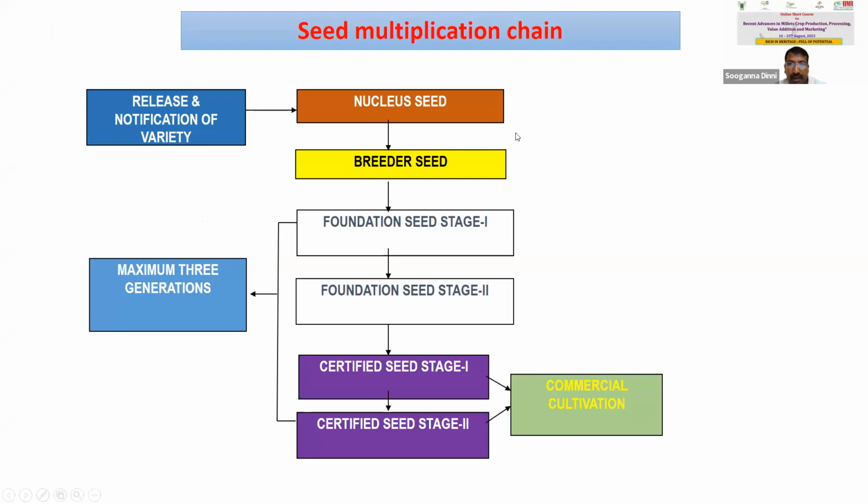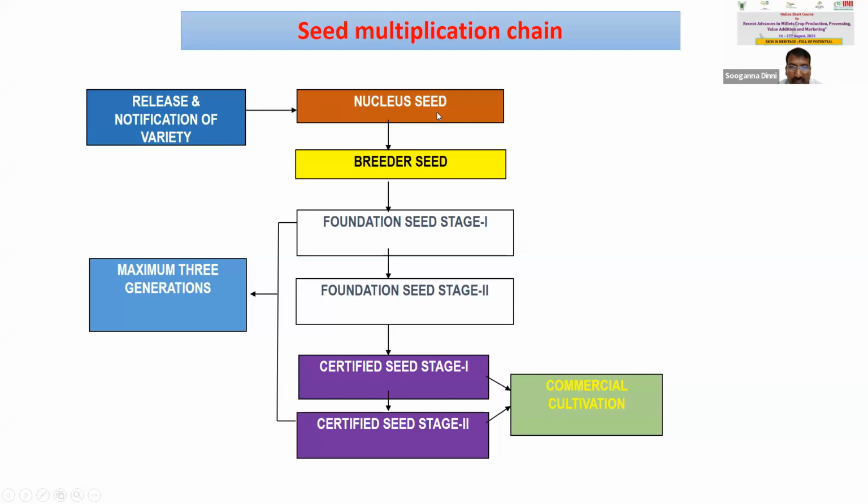So this is seed multiplication. How is the seed multiplied? Once a variety is released and notified under Section 5 of the Seeds Act, only notified varieties are eligible under the seed chain. Seed certification is voluntary in India, and labeling is compulsory. Once a variety is released and notified, it can enter the seed chain.